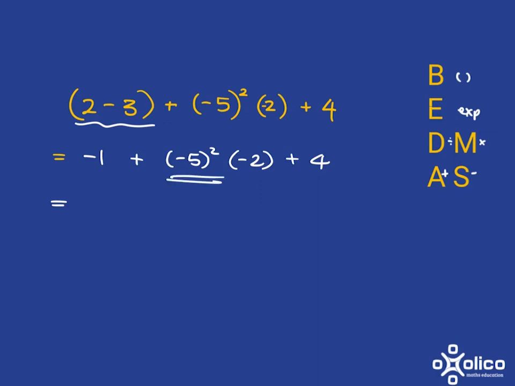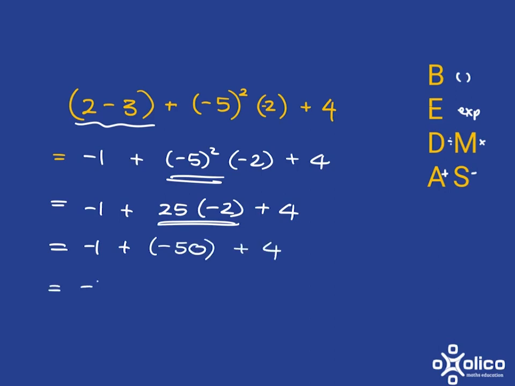What's -5 squared? Well, it's -5 multiplied by -5. A negative times a negative is a positive, and 5 times 5 is 25. So this is 25. Now what's my next step? I look to see if I've got any division or multiplication, and I do have some division and multiplication. That's over here. So this is the multiplication. 25 multiplied by -2, that's going to give me -50.